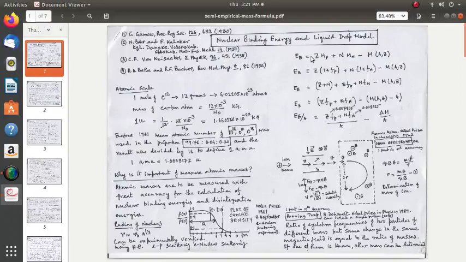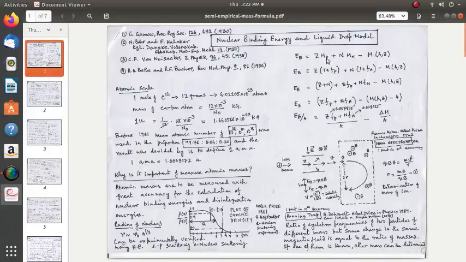Then binding energy is the difference. Suppose you have an atom which has Z number of protons and N number of neutrons, and you measure the mass of that atom to be M(A,Z), total mass. So the mass which is remaining, that becomes the binding energy using Einstein's mass-energy equivalence.